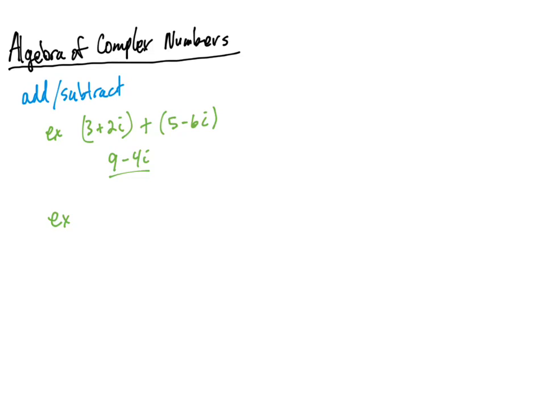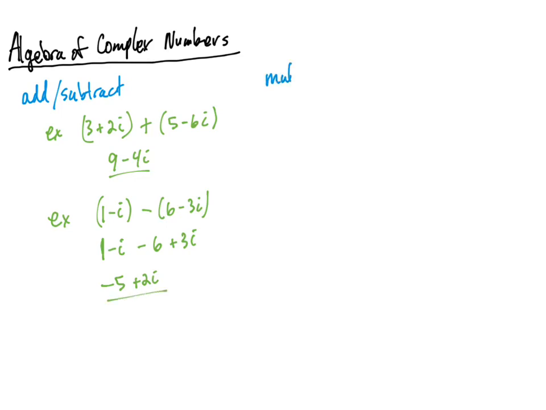Okay. If we're going to subtract complex numbers, let's do 1 minus i minus 6 minus 3i. We can distribute that negative through. Combine the like terms, we get negative 5 plus 2i. Right, so that should be pretty straightforward.